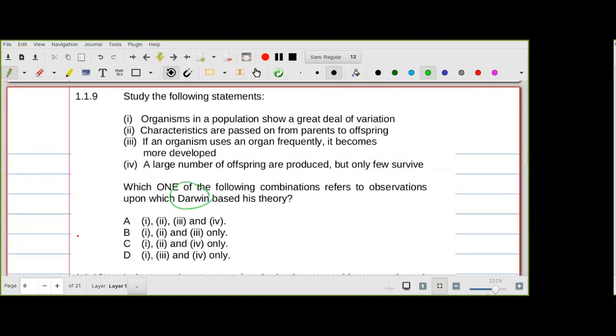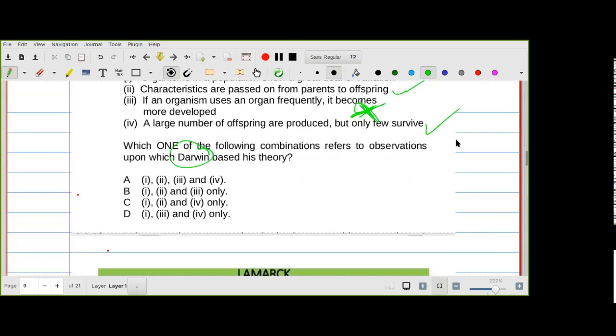Which one of the following combinations refers to the observations of Darwin? So which ones are Darwin and which ones are Lamarck? Number one was Darwin, okay? There's variation. Number two, it's passed to offspring, yes. Number three, Darwin never stated this. Darwin never bothered about this. So this is not Darwin. And then the last one, a large number of offspring were produced, but only a few survived. Yes, that sounds like Darwin. And so 1, 2, and 4 is the correct answer. So your correct answer is C.